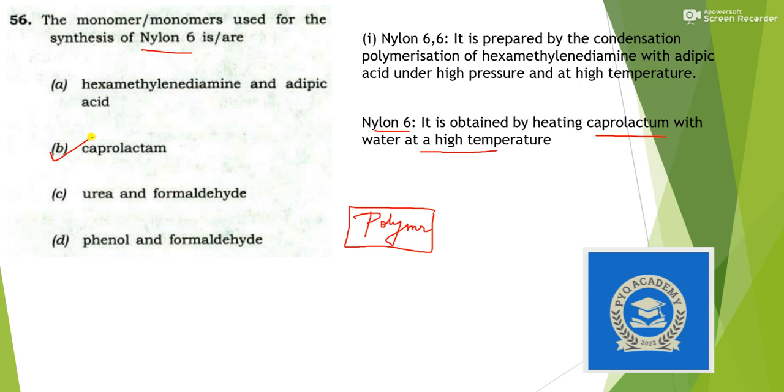Okay, and if it was nylon 6,6, then it would be hexamethylene diamine with adipic acid, but it is nylon 6, so the answer is option B. Next is a general basic question. This was an easy question which you can answer.